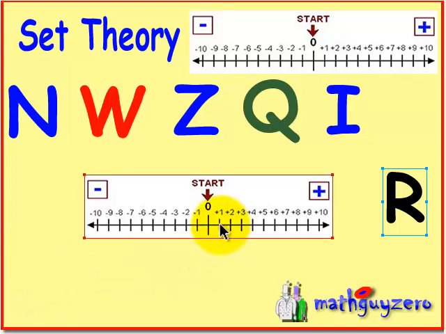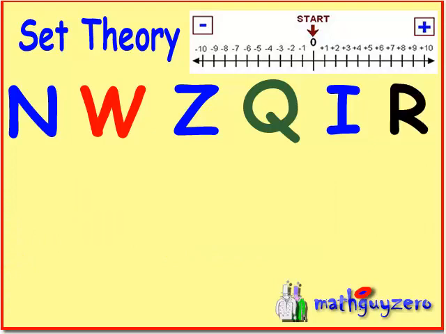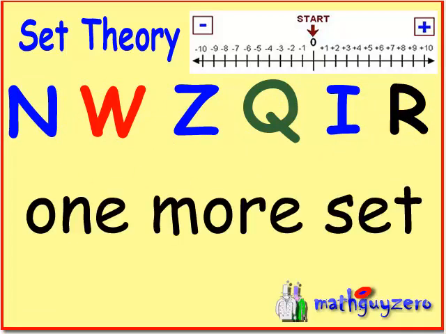For example, we know that the square root of 2 never ends, but we know it's somewhere between 1 and 2. It would be in here somewhere. It's real tiny, but it's in there somewhere. So that's the R. These are all the sets that we're going to go over in this class. There is one more set that we will not go over in this class, but in the next class we will.